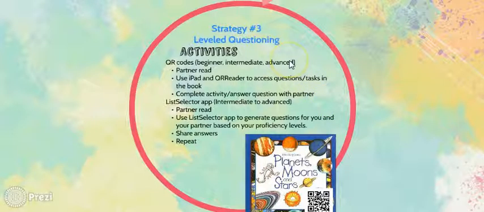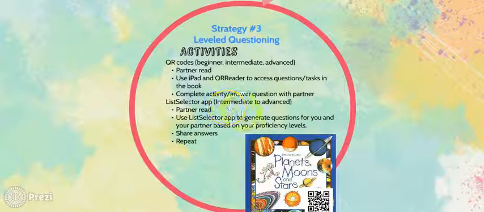These are some examples I have for activities that incorporate leveled questioning. So for the technology of QR codes, this could be used with beginners, intermediates, or advanced students. The students could partner read and use the iPads and QR Reader app to access questions, tasks, and the book. They could also complete the activity and answer each question with the partner.